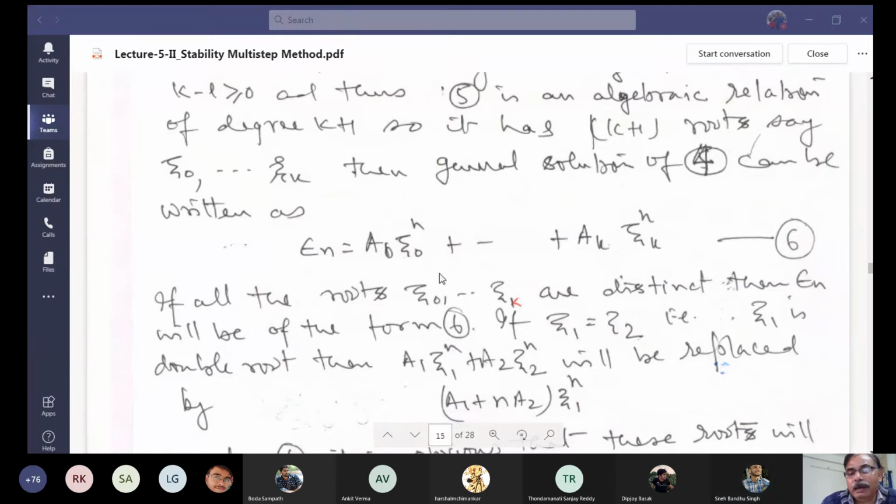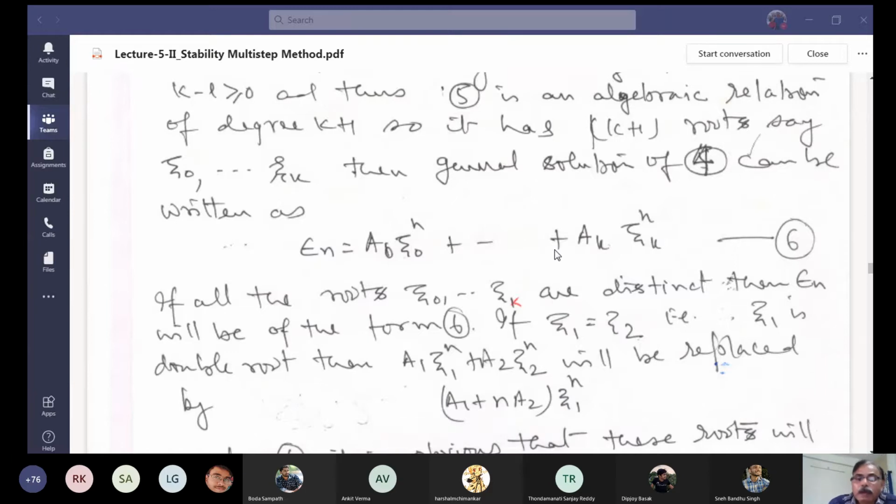Yes sir. This will be valid when all the roots are distinct. Not simple? No, they are simple. I mean, simple or not, that we'll talk later on. But they are all distinct means they are simple. Means xi naught is not the same as any one of the xi k's. Right? This solution will be valid only when all the xi i's are distinct.